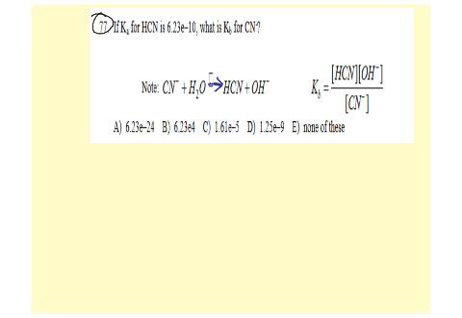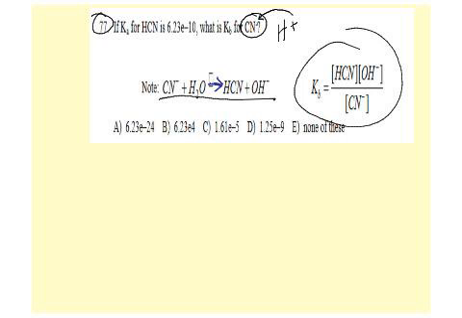Kas and Kbs are related. Is CN negative a base? Yes, because it is a hydrogen acceptor. H positive loves the negative on CN negative. So what happens is you can see CN negative reacting with water to form HCN plus OH negative. So you get all this junk, and this is nice to kind of introduce you to it, but really all you need to know is Ka times Kb equals Kw.